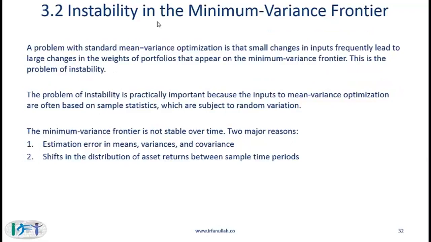All right, next point. Instability in the minimum variance frontier. A problem with standard mean variance optimization is that small changes in inputs frequently lead to large changes in the weights of the portfolios that appear on the minimum variance frontier. This is the problem of instability.